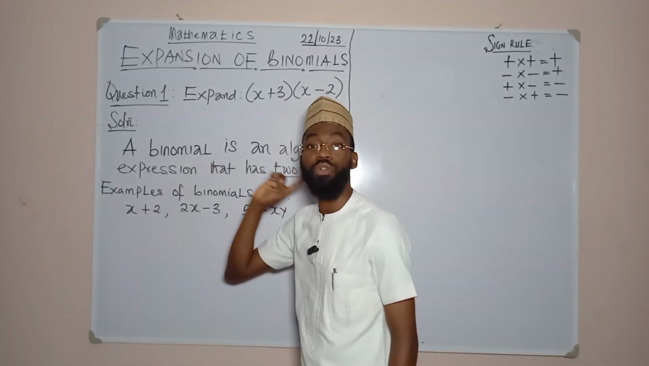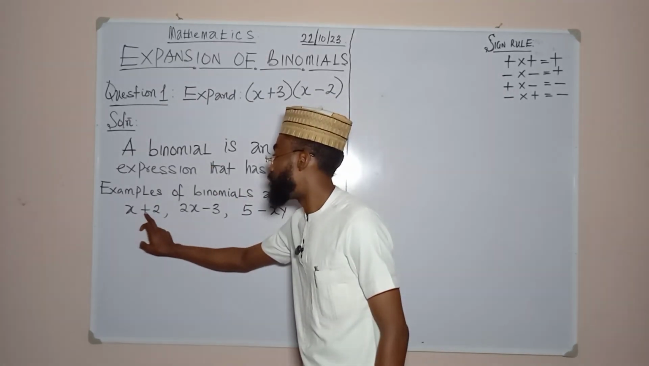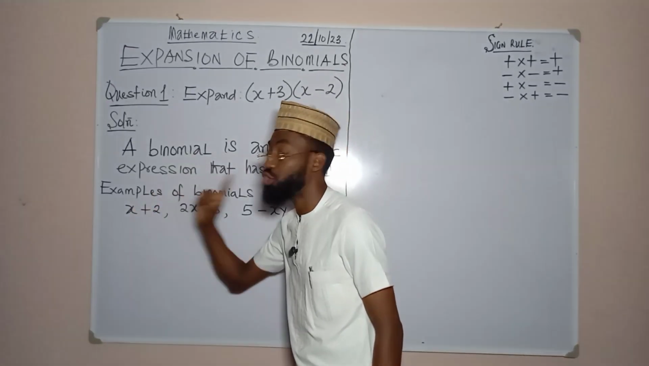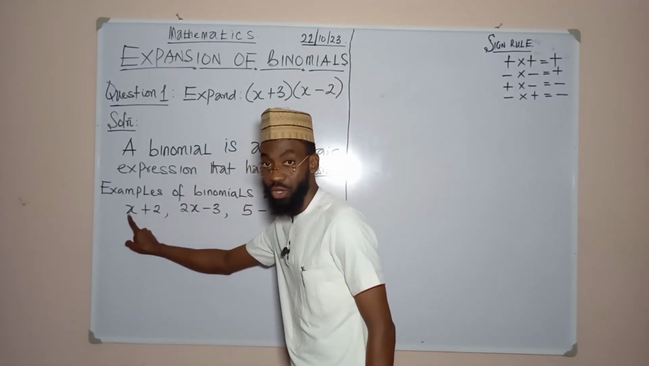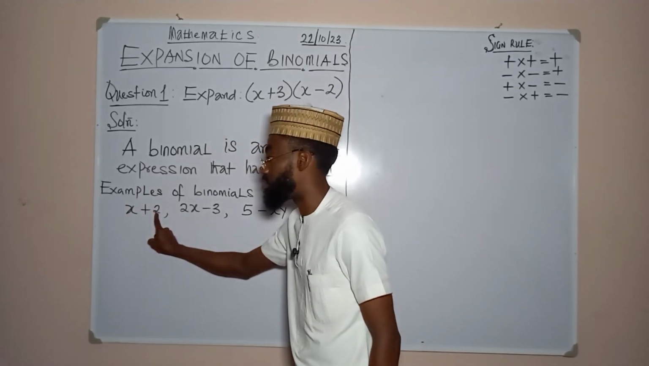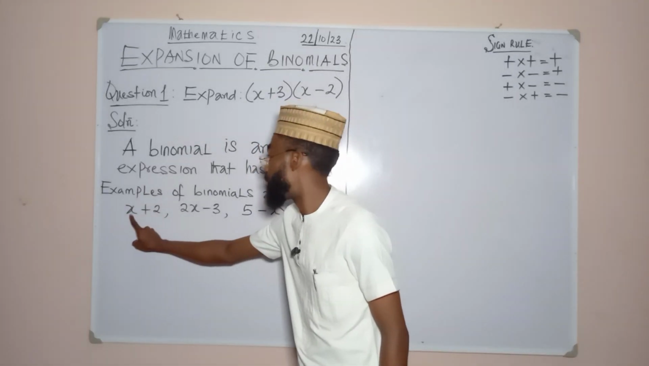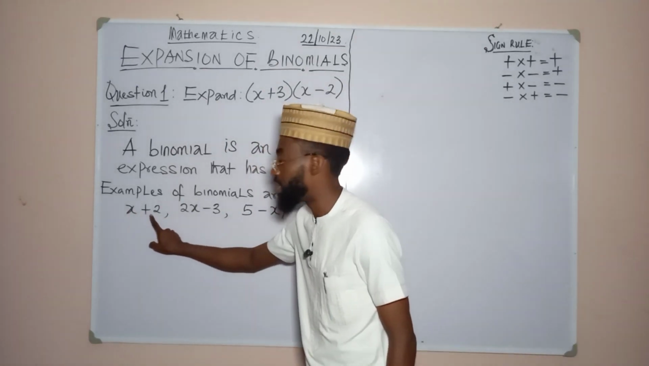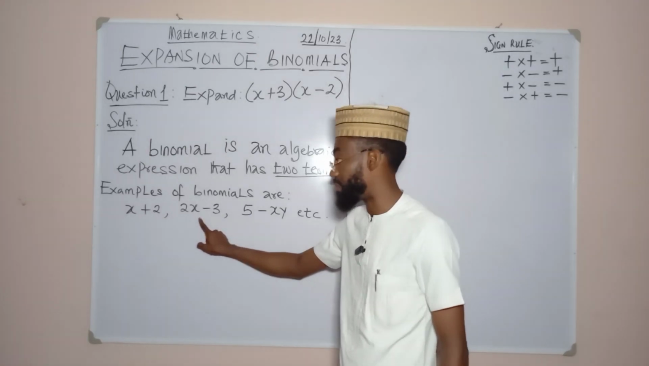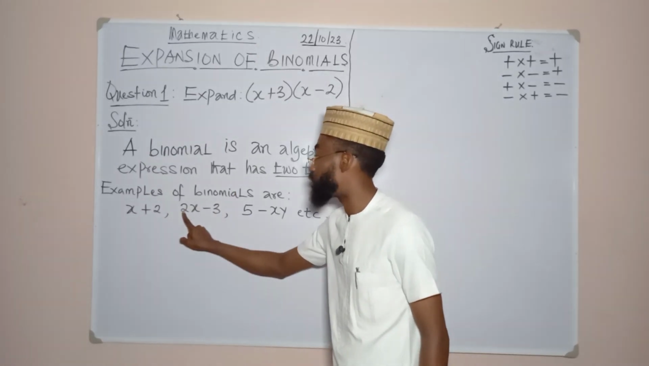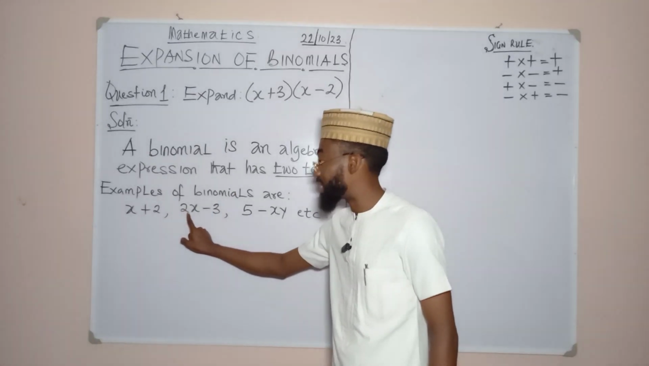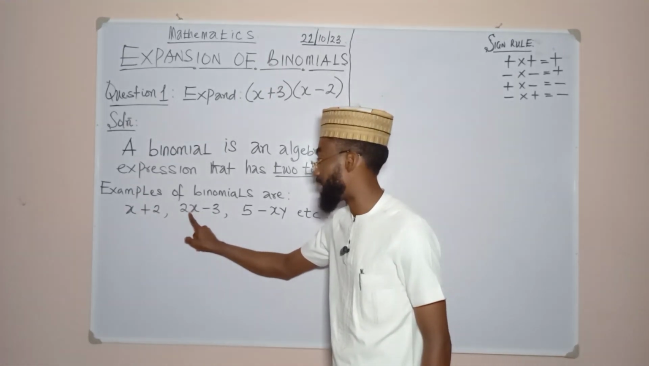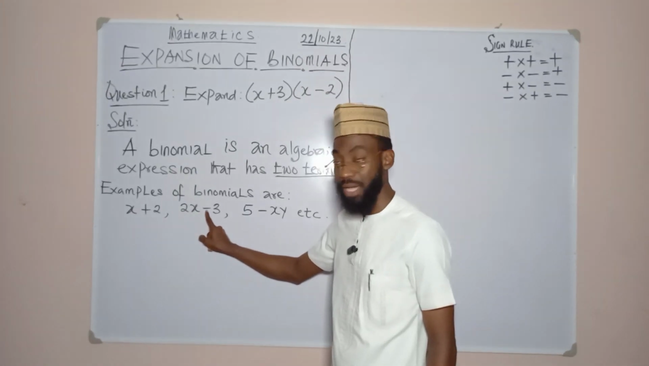How do we know terms? Terms are usually separated by plus or minus. So an expression that has two terms, the two terms we are talking about here now are x and 2 being separated by plus. So because there are two terms in this expression, we call this a binomial. If we switch over to the second example, the same thing is also applicable. A term can also be a number multiplying a variable, and then we have a number as well. You can see that both are being separated by a minus.